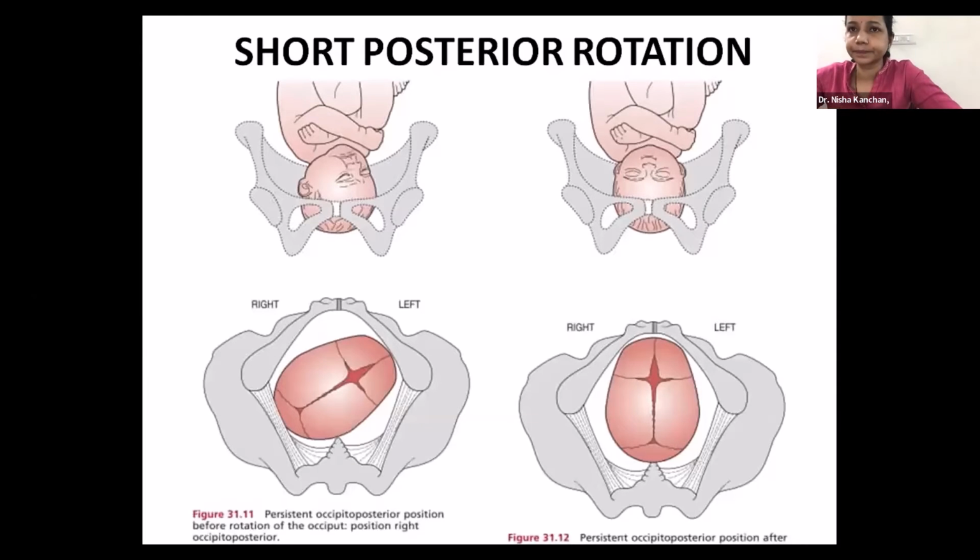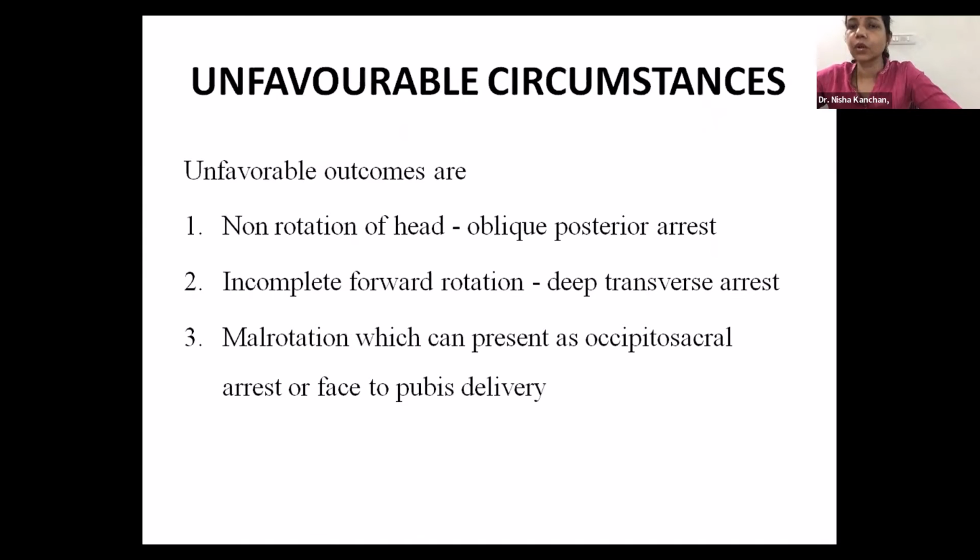Okay, next slide. So I told you the unfavorable outcomes. The occiput will remain in the same position: oblique posterior arrest, 1/8 of a circle and arrest, deep transverse arrest. Malrotation goes posteriorly. Either it gets arrested there or delivers as face to pubis. The face faces the pubic symphysis. Next slide.